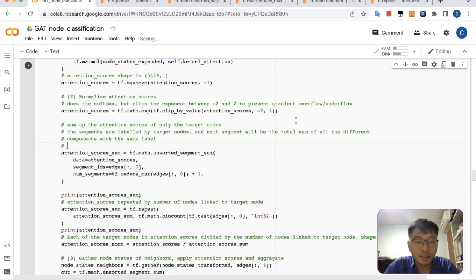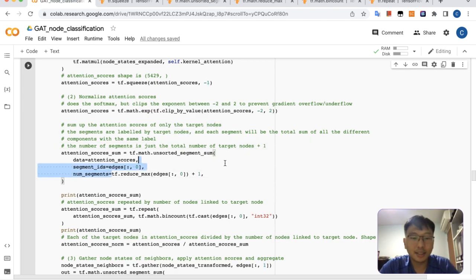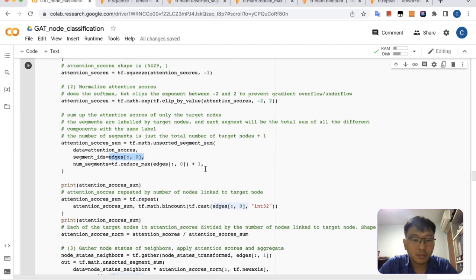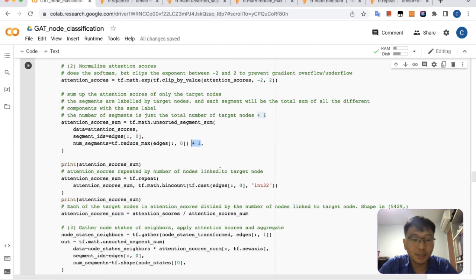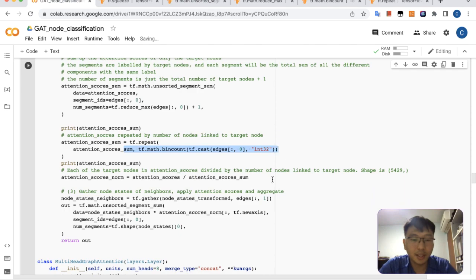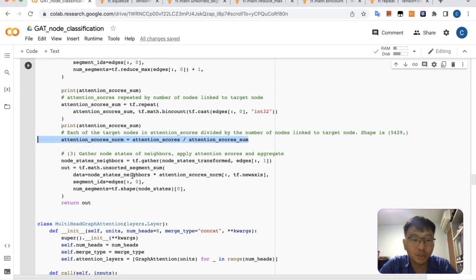And then the number of segments is just the total number of target nodes, which is here. And they did a plus 1 also because there's also the null set where we don't have anything. I mean, we can also do without this plus 1, I think. Yeah. So this will just repeat, and then they will divide by attention score.